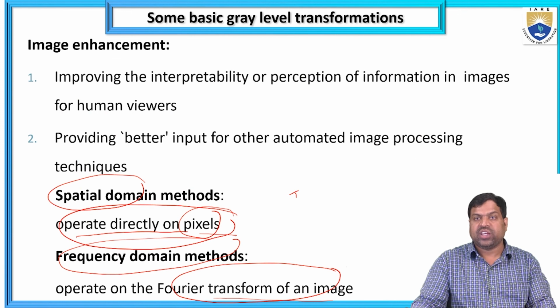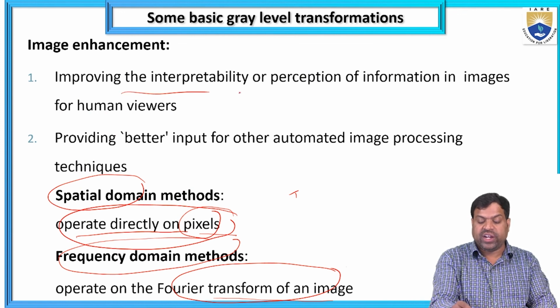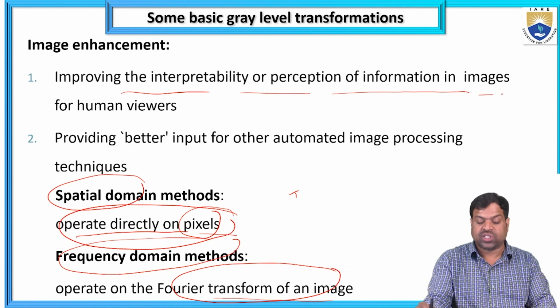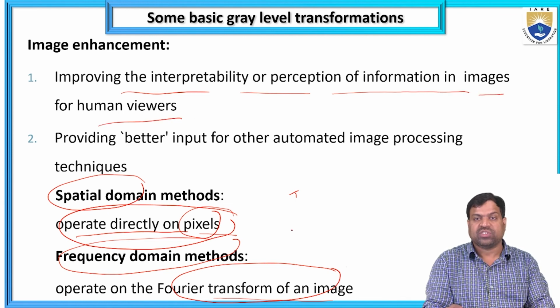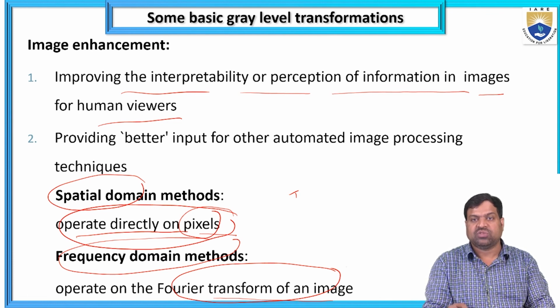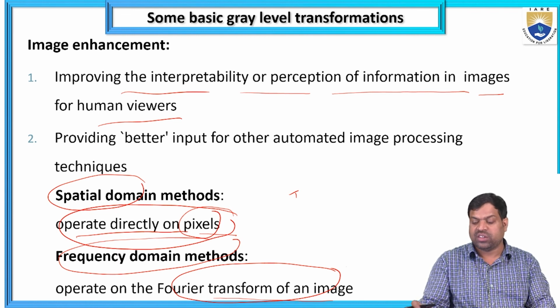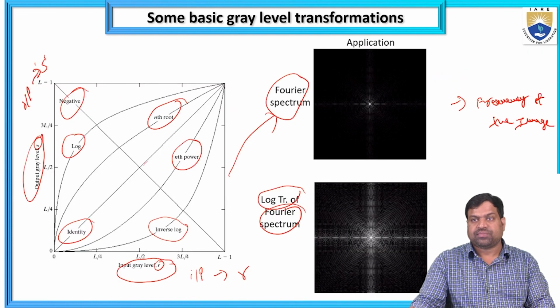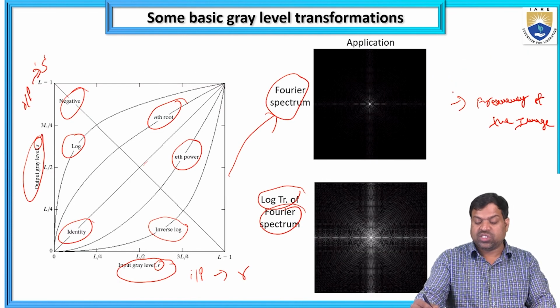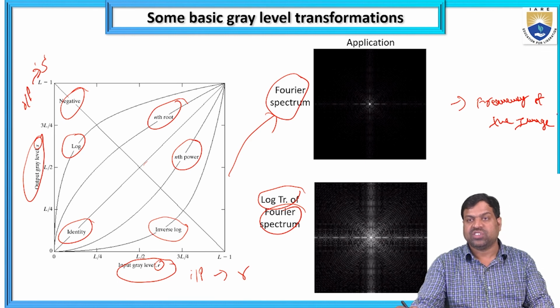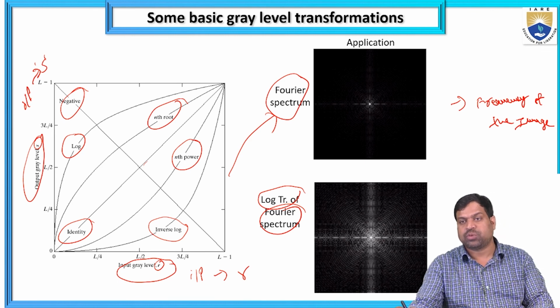So in image enhancement, we are improving the interpretability or perception of the information in an image for human viewers. It provides better input for automated image processing techniques. In this, there are two types of methods: spatial domain method and frequency domain method. Spatial domain method operates directly on pixels, and the frequency domain method operates on the Fourier transform of an image.